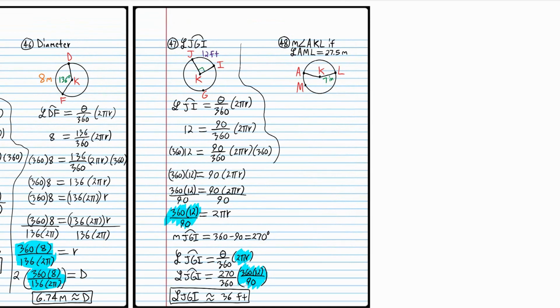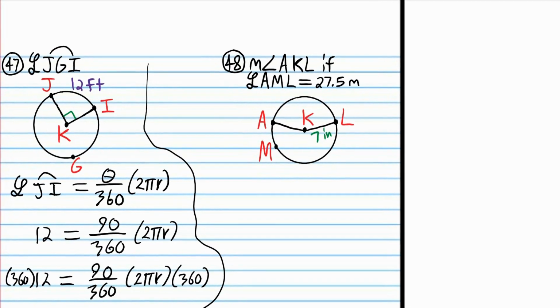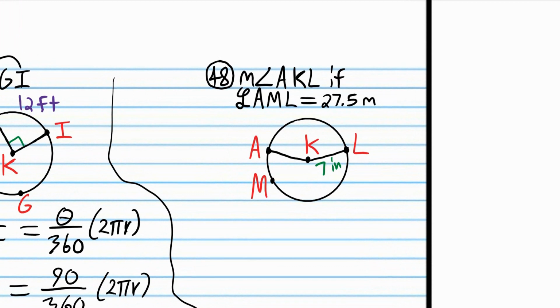All right, so we're back. Let's try number 48. We're looking for the measure of angle AKL if the length of arc AML is 27.5. And again, I forgot to put an arc there. Sorry about that.